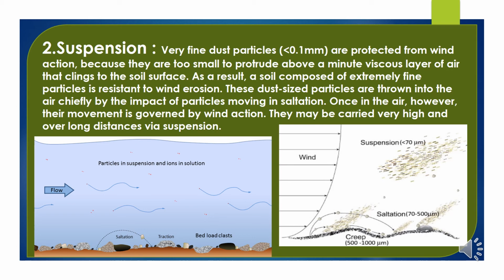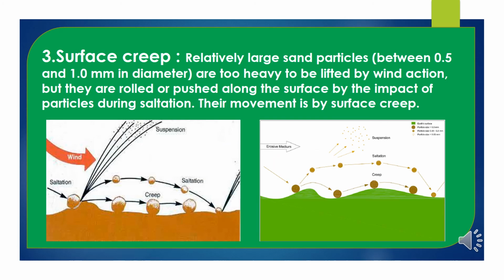Third type of wind erosion is surface creeping. Relatively large sand particles having a size of 0.5 to 1 mm in diameter are too heavy to be lifted by wind action, but they are rolled or pushed along the surface by the impact of particles during saltation. Their movement is by surface creeping.